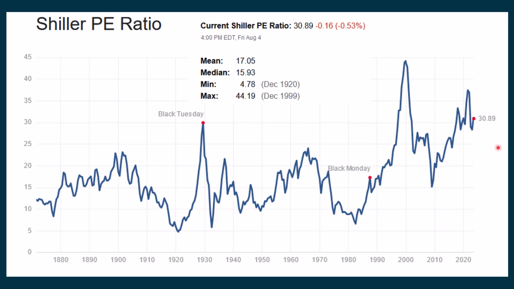To give that some context, we look at the median and the mean. We're just a little under 16 and we're a little above 17. So we go 16 to 17 here, and right now we're at 30.89. So on a historical basis, we're also considered to be expensive. We can look at other times. Black Tuesday, that was 1929. We're just a little bit above where we were at that time. The 1987 crash is marked right here, just to give us some historical context.